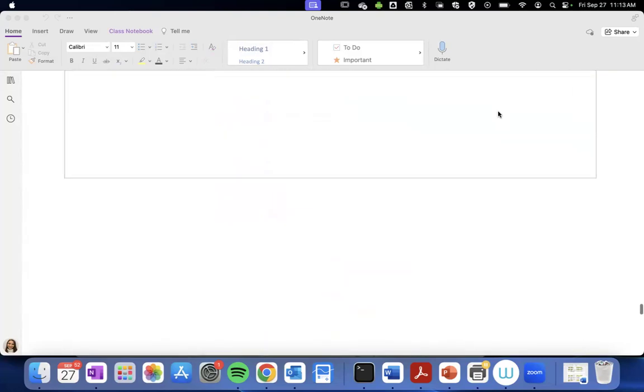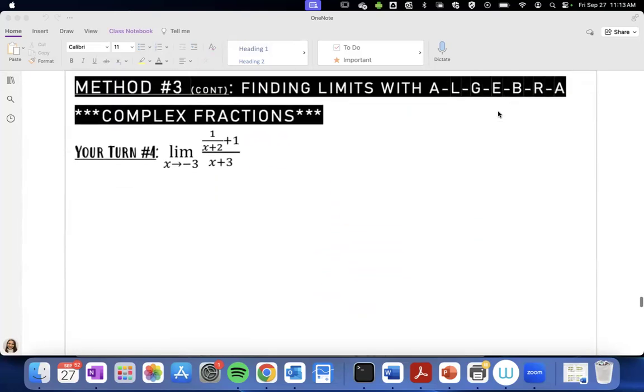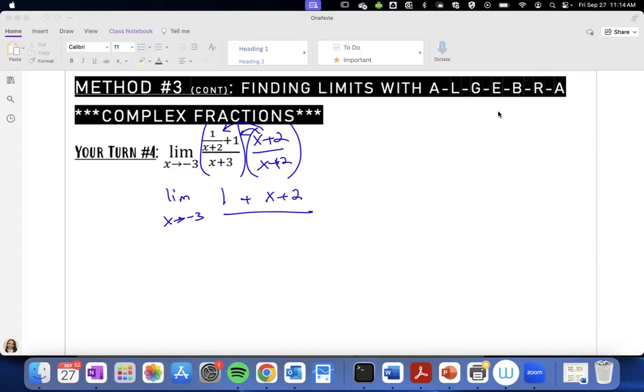All right, how are we doing with your turn 4? Should I write it up? You multiply by x plus 2 over x plus 2. You get the limit as x approaches -3 of distribute 1 plus x plus 2. Because in the first one, if you need to see the work, basically it's 1 over x plus 2 times x plus 2 plus 1 times x plus 2. That's what I'm thinking in my head. And these cancel.